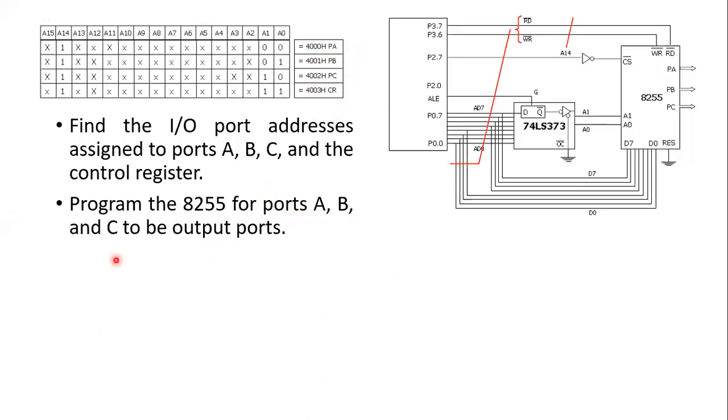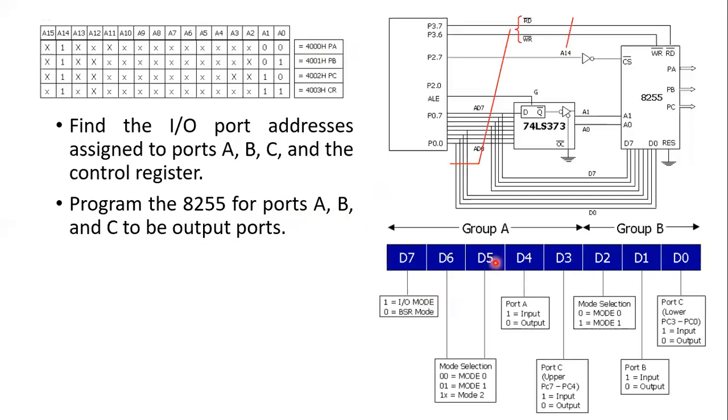Okay. Next, we have to program the 8255 for ports A, B, and C as output ports, isn't it? So this was only for the selection of the ports. Please understand that. Next, you have to configure the ports. In order to configure the ports, we use our control word here, isn't it?